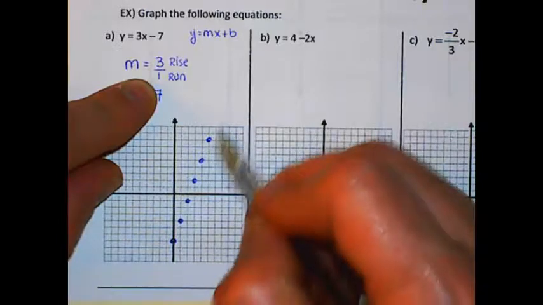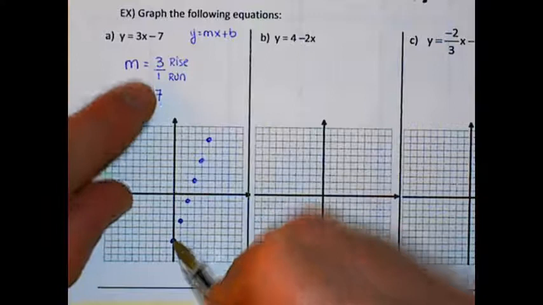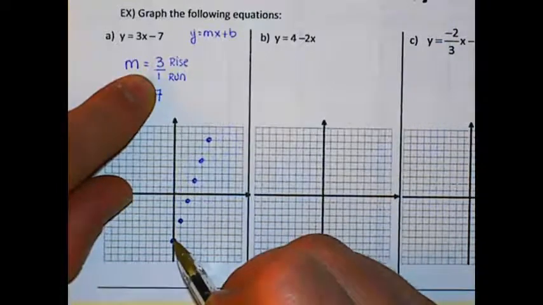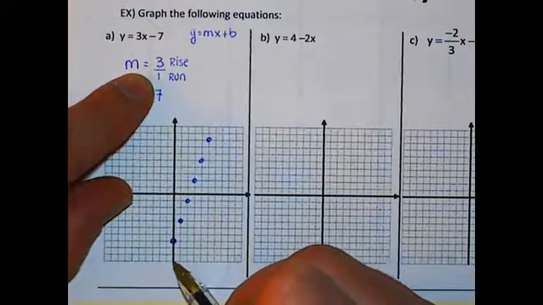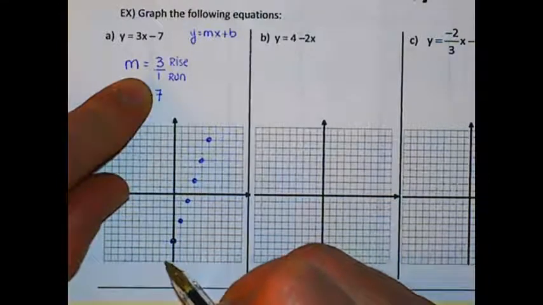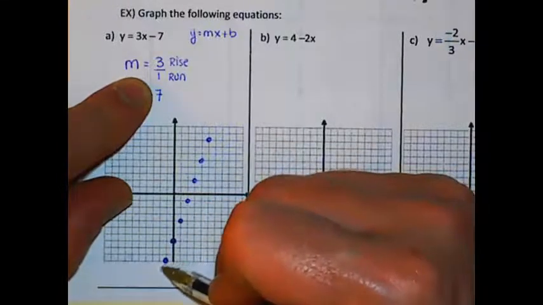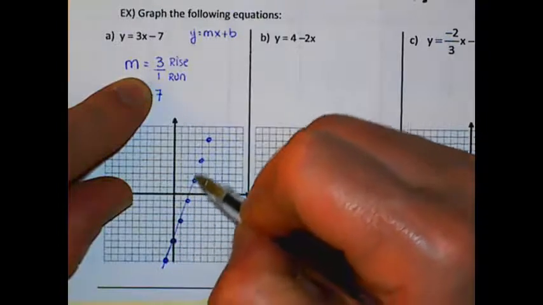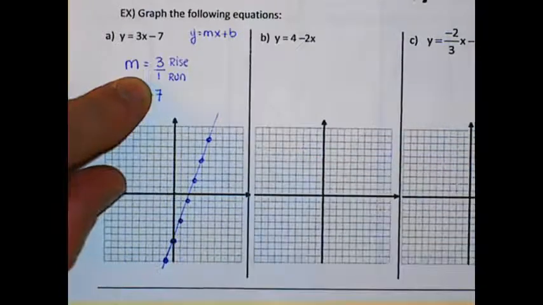Once I finish the right side, I return to the starting point, and then I do the very opposite. Instead of going up 3, I'm going to go down 3, and instead of going to the right now, I'm going to go to the left. And so you go down 3 over 1. And if you notice, we have a straight line.